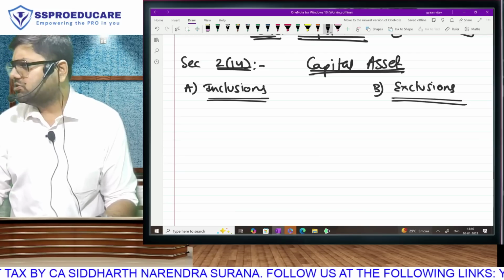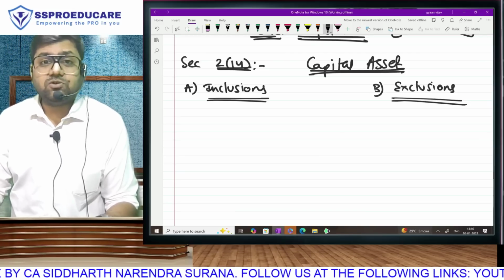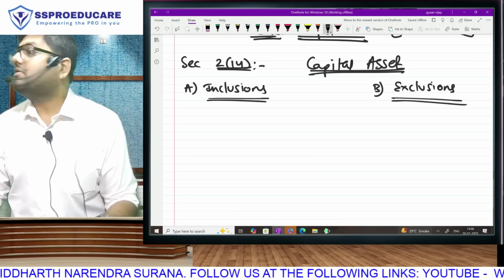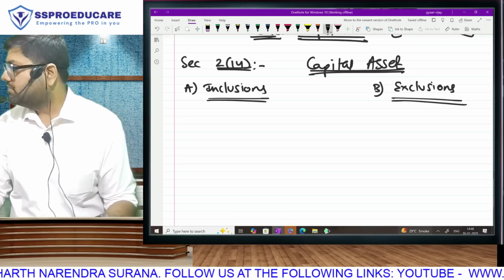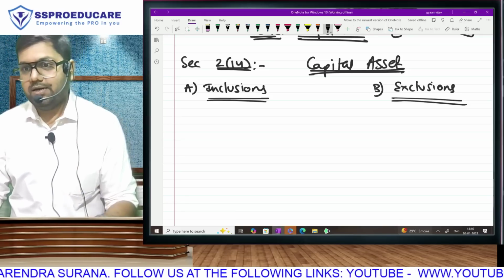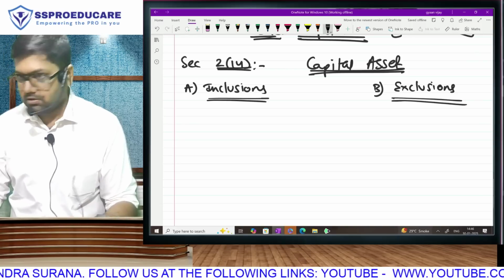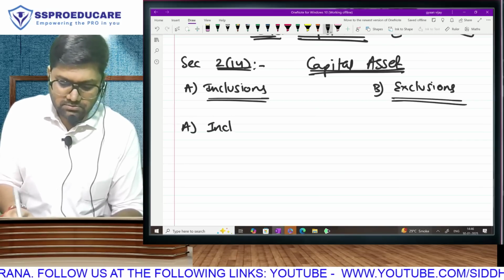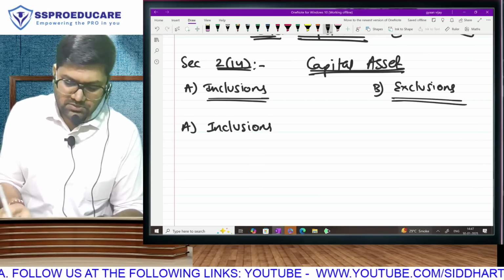Why our focus is inclusions? Because if the question is on exclusions, we don't have to do anything. Just say that I will not solve. So why will I not solve? Because it is not a capital asset. There cannot be any capital gain. Correct? Okay. Let us go and learn the inclusions.